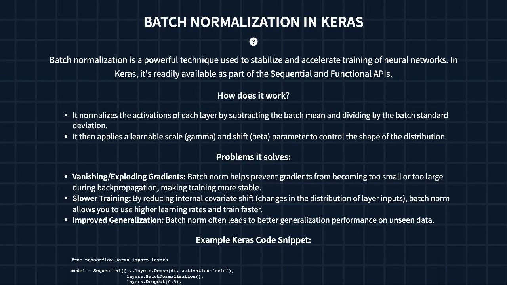Okay, let's talk batch normalization. It's a really handy tool in Keras that can significantly boost your neural network training. Basically, it normalizes the activations of each layer, it subtracts the mean and divides by the standard deviation within each mini batch. Then, it learns some scaling and shifting parameters to adjust the distribution. Why is this useful? Well, it helps combat vanishing and exploding gradients, letting you use higher learning rates and train faster. Plus, it can often lead to better overall generalization of your model, meaning it performs better on data it hasn't seen before. You'll commonly see it used after dense layers or convolutional layers. Here's a quick example showing how to add batch normalization into a Keras sequential model.